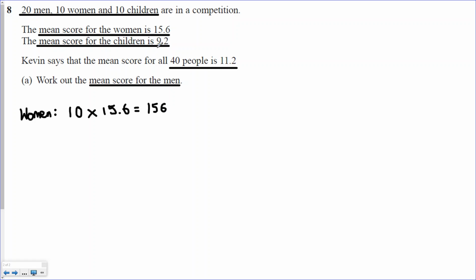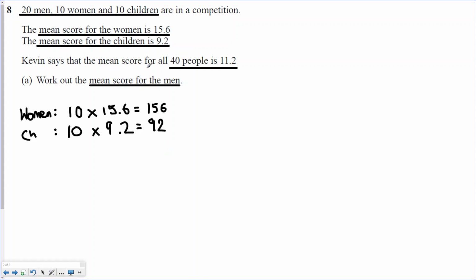Let me work out the score for the children. Let's just say CH for children. Actually, let me write it out. Let's do 10 times 9.2. Let's be consistent. Now working out, that's going to give us 92.